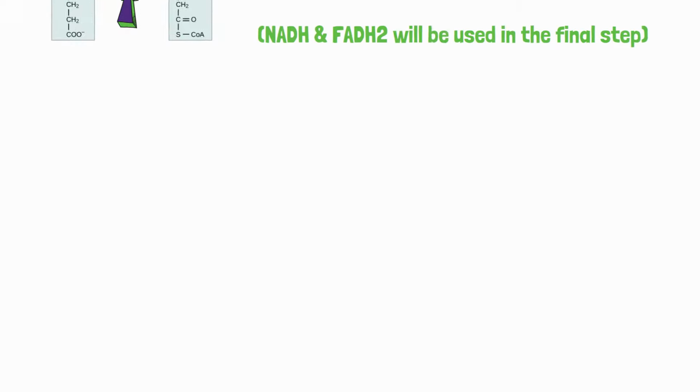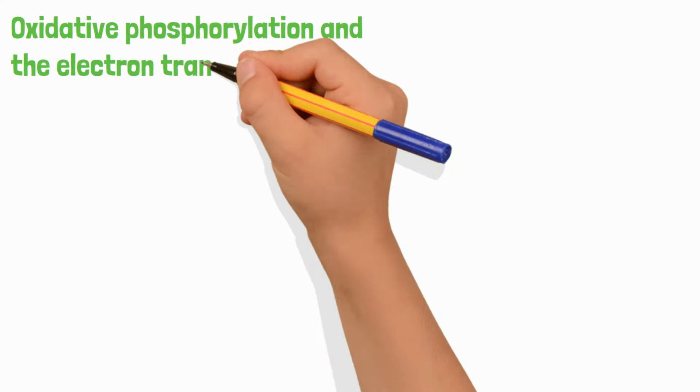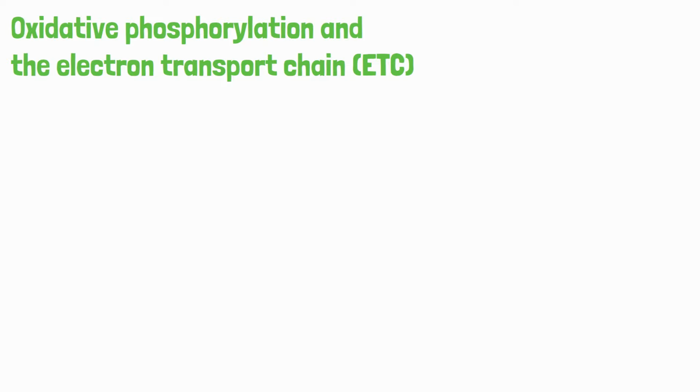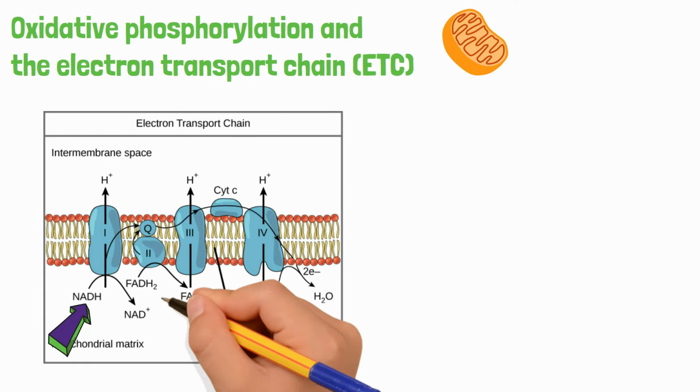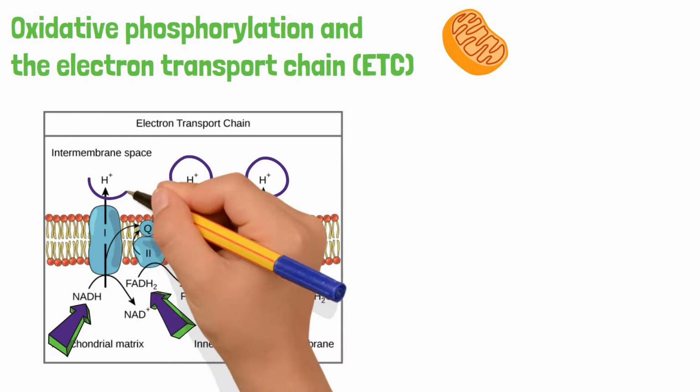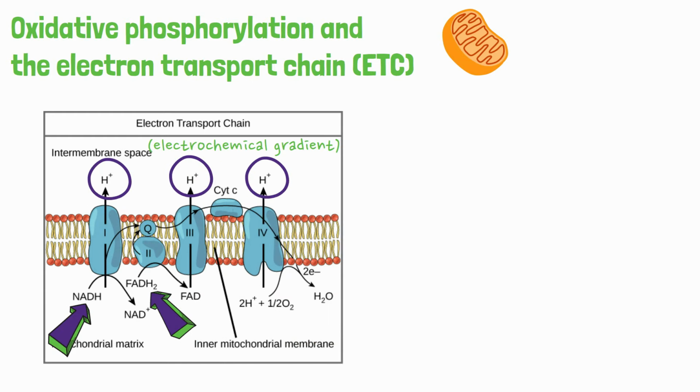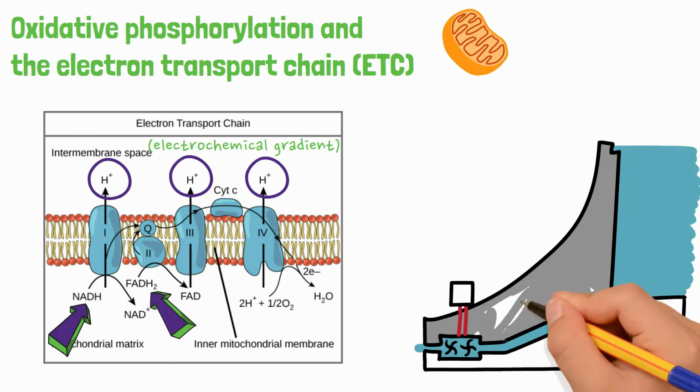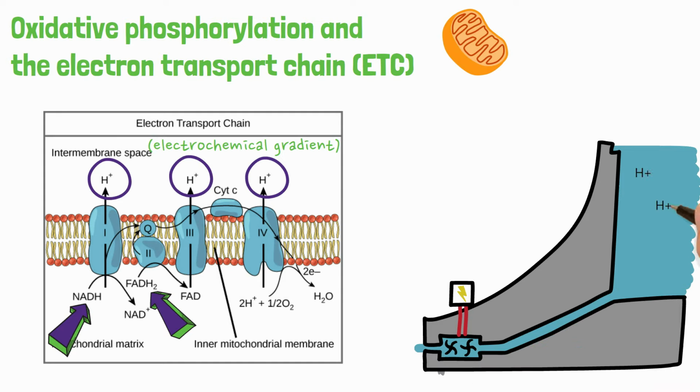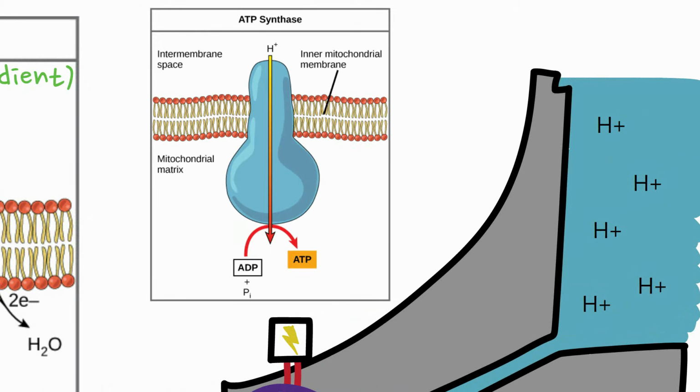And this brings us to our final step, oxidative phosphorylation and the electron transport chain, or ETC, which also takes place in the mitochondria. Without getting too complex, this step utilizes the NADH and FADH2 to create a concentration of hydrogen ions and electrochemical gradient on one side of a membrane. Now, this sounds complicated, but just think of it like a dam holding a high concentration of water on one side. Our hydrogen ions are like the water. And just as the water pressure of a dam can push a turbine to create energy, the high concentration of hydrogen ions powers a pump to create ATP. The pump in this case is a very efficient enzyme called ATP synthase.